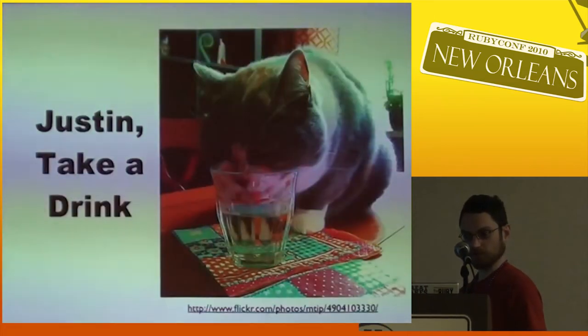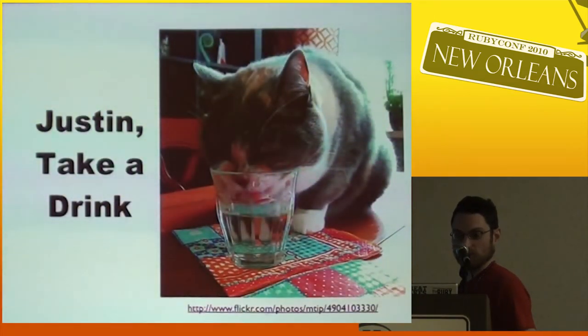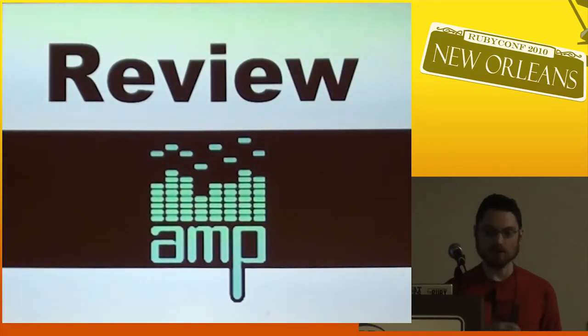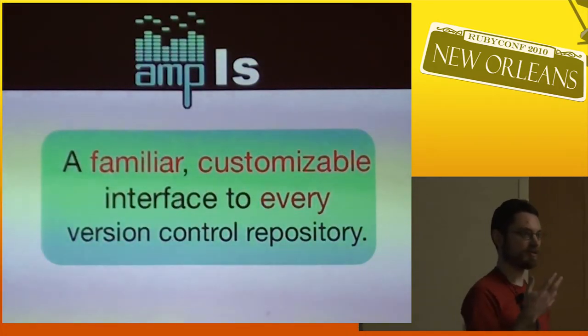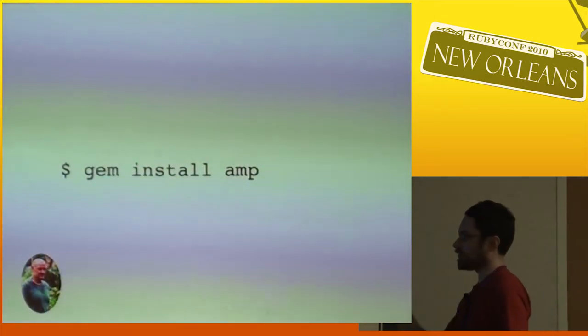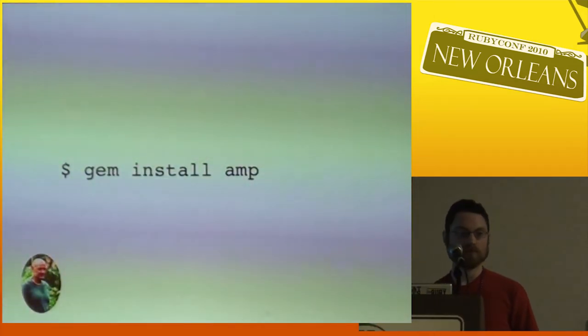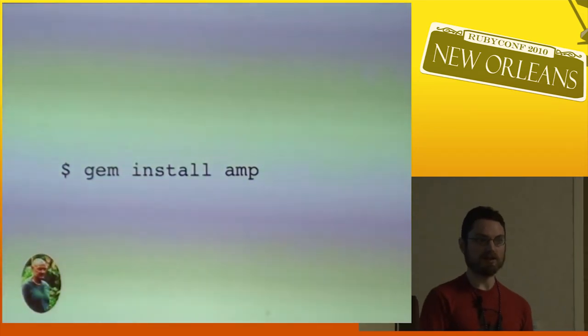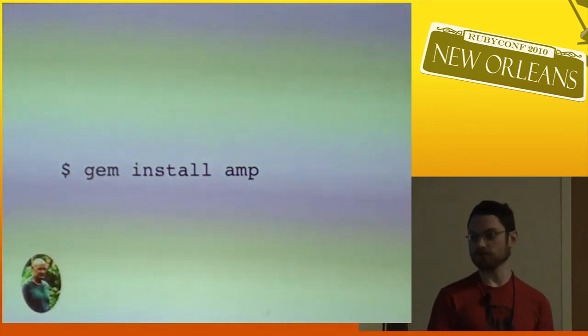For the review, I'm good. All right. So in review, Amp is a familiar, customizable interface to every version control system. If you want to access Mercurial repositories, you can install it now. And you've got a command line and a gem you can require and use in your code.